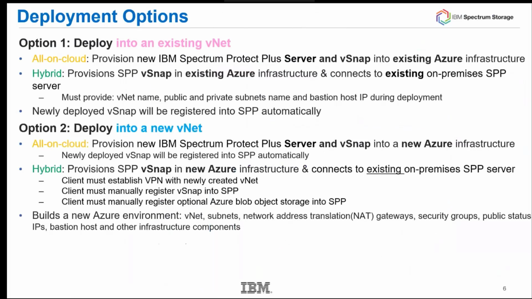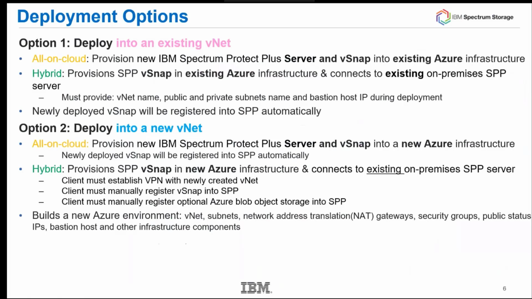Two different options for deploying is an existing vNet and a new vNet. For an existing vNet, if it's an all-on cloud, it means that we would provision the SPP server and the vSnap into the existing Azure infrastructure. For a hybrid deployment, it would mean that you would provision your vSnap in the existing Azure infrastructure and you will connect to the existing on-prem SPP server, and this registration will happen automatically.